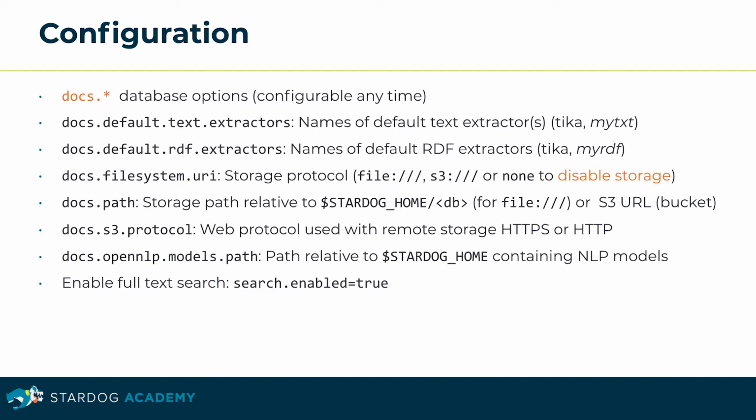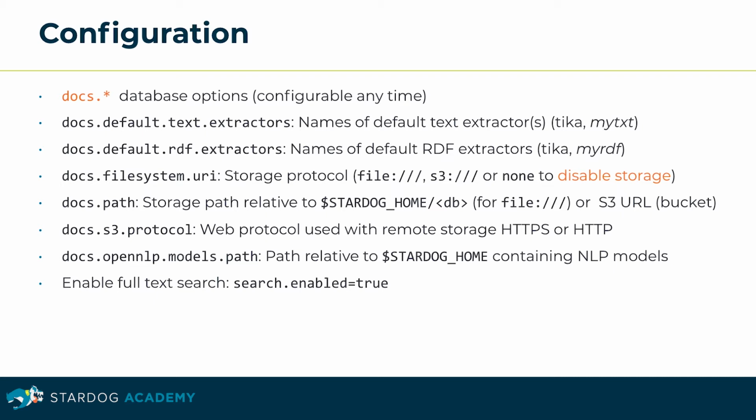The properties docs.default.text.extractors and docs.default.rdf.extractors accept a list of comma-separated extractor names that apply by default. It is when no extractor is selected at processing time. You may further configure the storage protocol and location via the properties docs.filesystem.uri and docs.path respectively. Setting the format to none will disable the document persistence and thus prevent creating copies of potentially sensitive content.